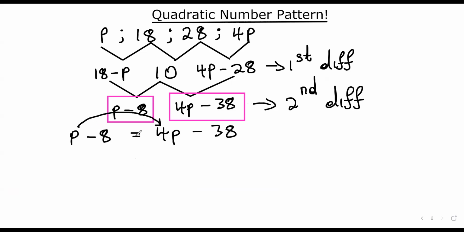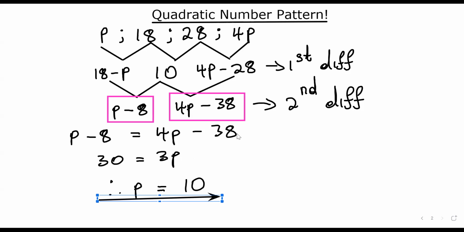So we take this p to the right-hand side. It becomes positive, in fact, negative, sorry. So 4 minus 1 is 3. And then we take negative 38 to the left-hand side, it becomes positive. So negative 8 plus 38 gives us a solid 30. And dividing both sides by 3, we find that the value of p is just going to be a very nice and beautiful 10. Over and out.